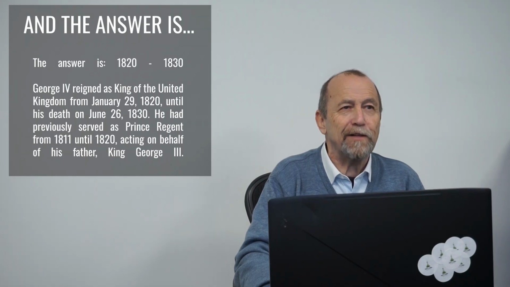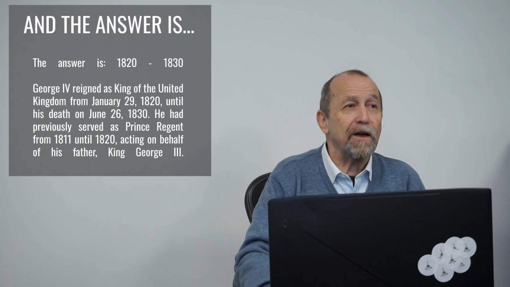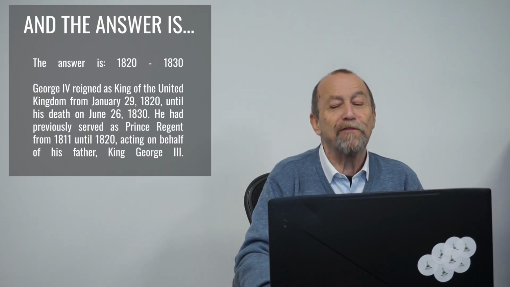And the answer is 1820 to 1830. He had previously served as Prince Regent from 1811 until 1820, acting on behalf of his father, King George III, during the latter's mental illness.